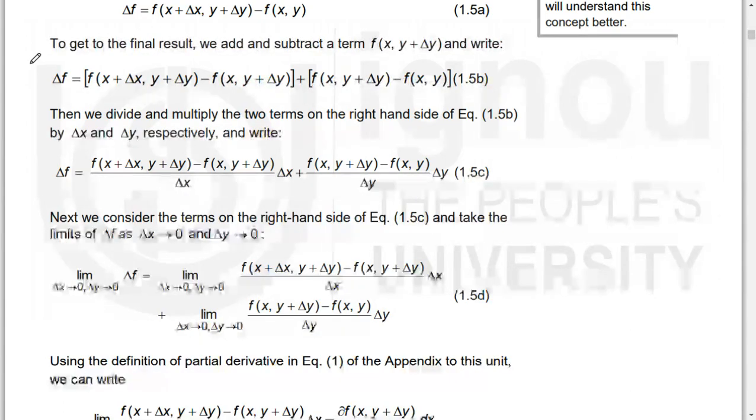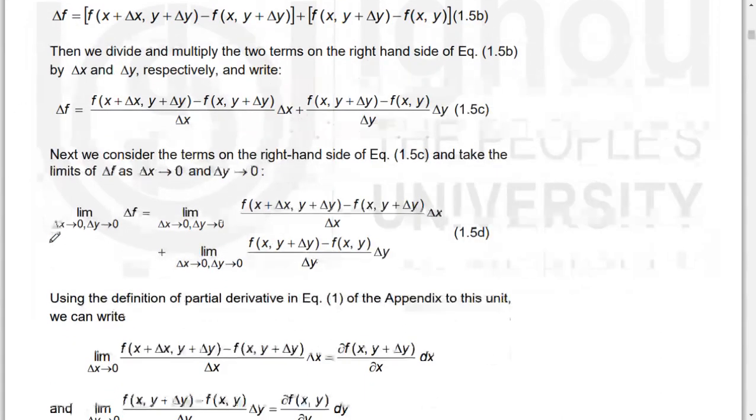Equation B. Then we divide and multiply the two terms on the right hand side of equation B by delta x and delta y respectively and write delta f equal to [f(x plus delta x, y plus delta y) minus f(x, y plus delta y)] by delta x into delta x, plus [f(x, y plus delta y) minus f(x,y)] by delta y into delta y.